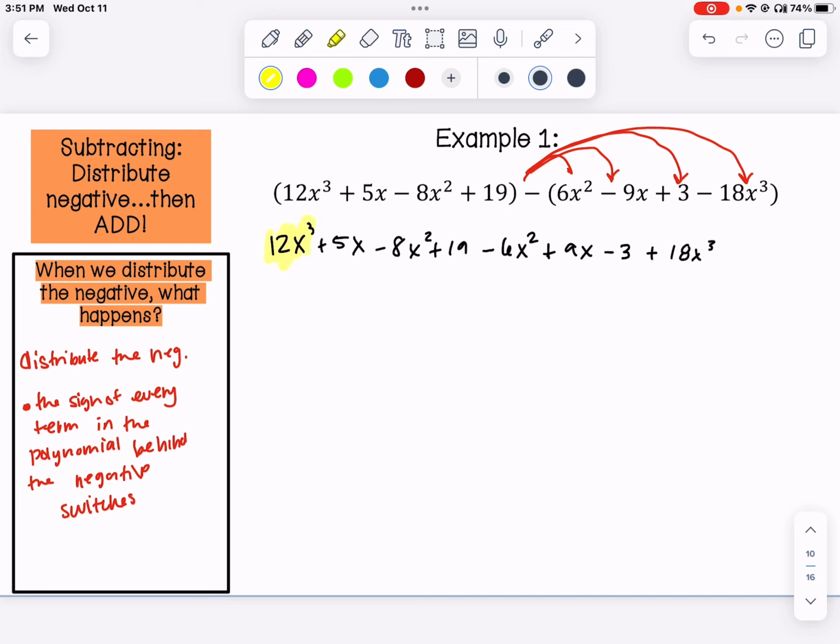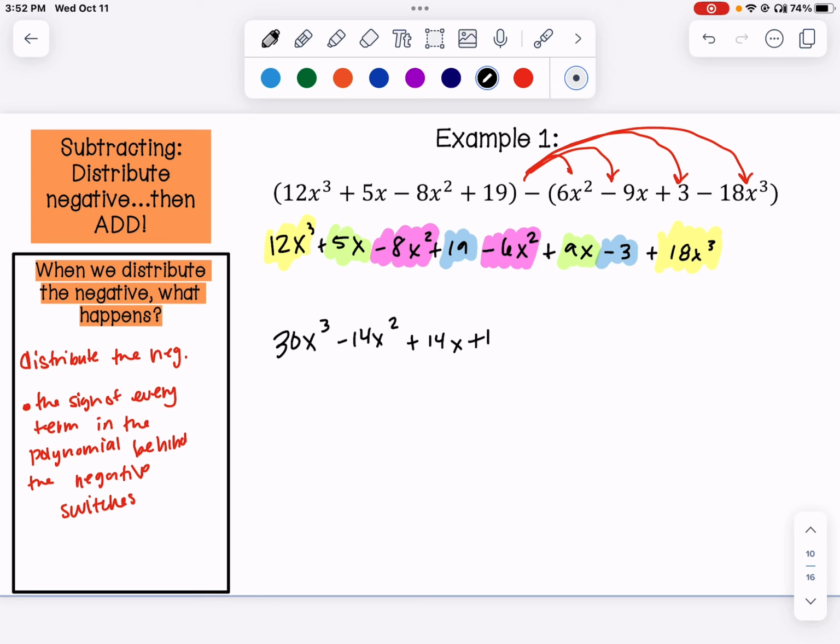So I have an x cubed and an x cubed. That gives me, like I said, 30x cubed. I have an x squared and an x squared. That gives me negative 14x squared. I have a 5x and a 9x, and that gives me 14x. And then I have a 19 and a negative 3, and that gives me 16.